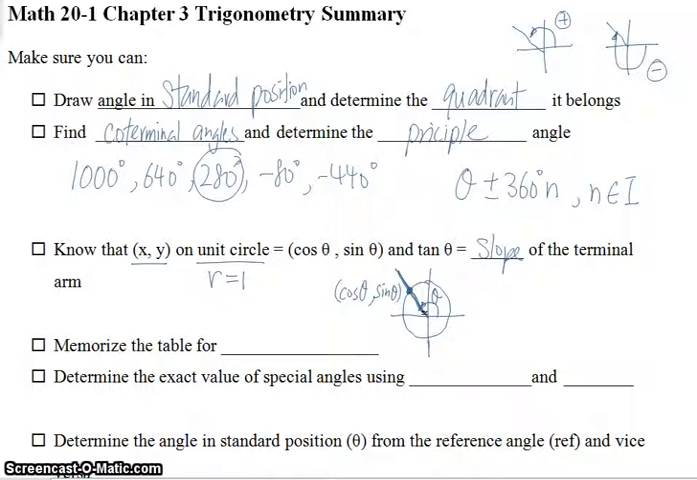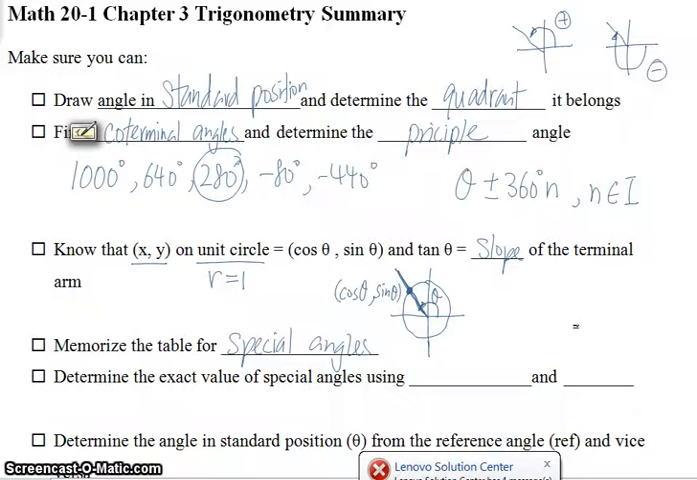Next, you need to memorize the table for special angles. Remember that table? On top you write 0 degrees, 30 degrees, 45 degrees, 60 degrees, 90 degrees. On the side you write sine, cosine, tangent. And then you fill in all the numbers, all the special ratios: 0, 1/2, root 2 over 2, root 3 over 2, and 1. And then you probably know how to fill up the entire table.